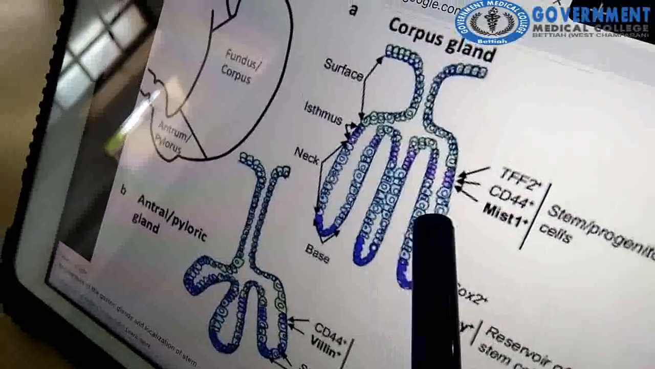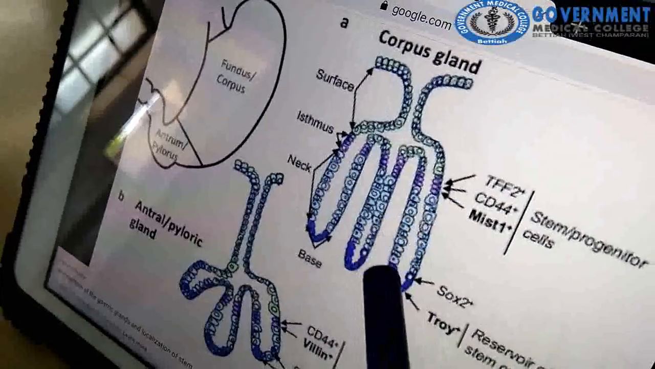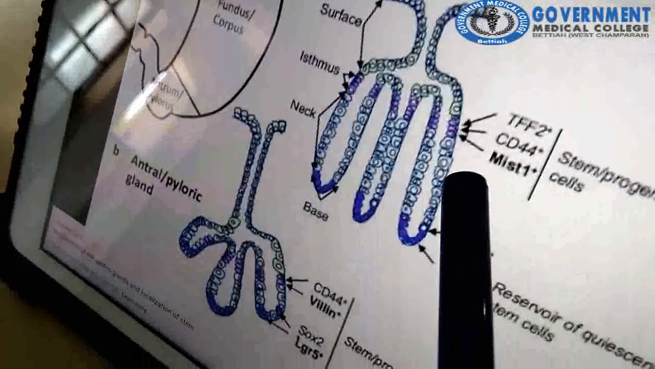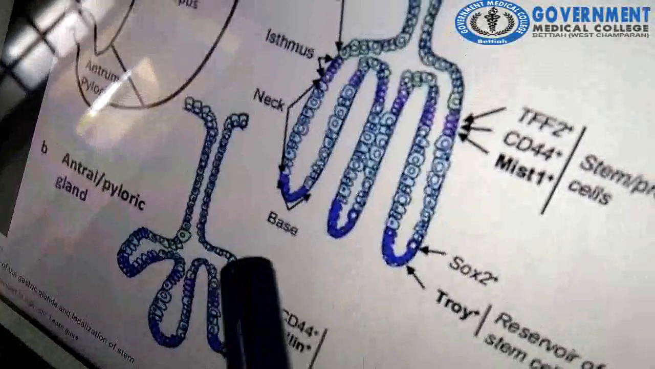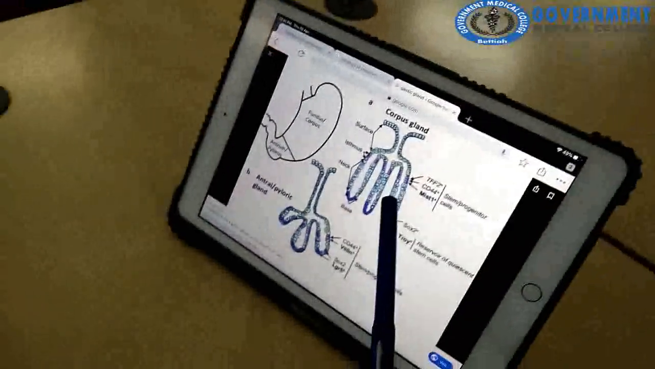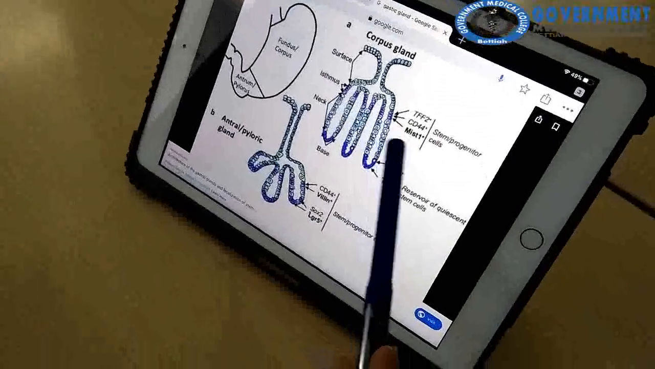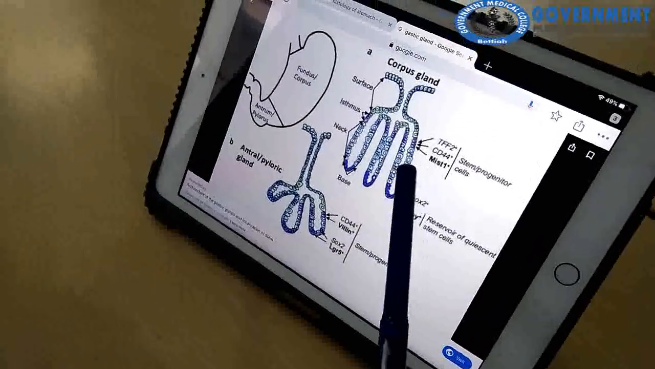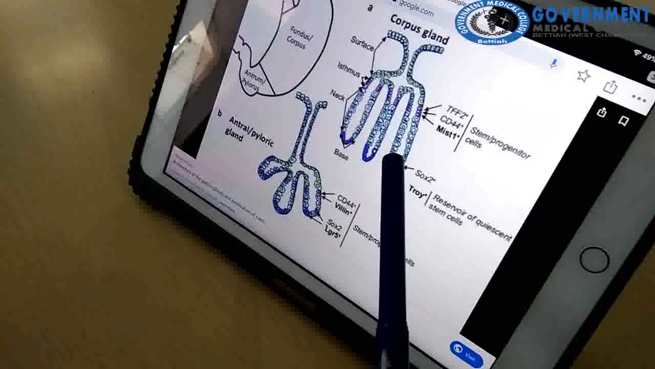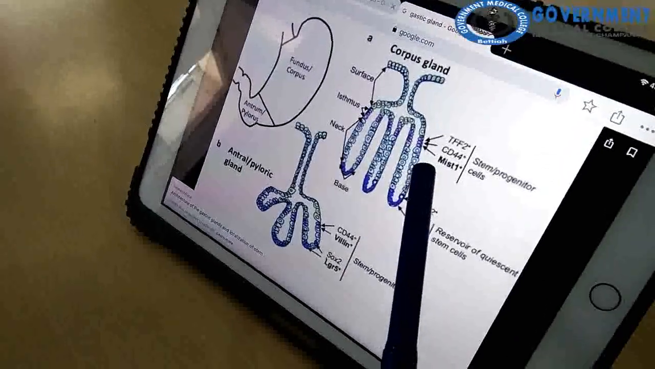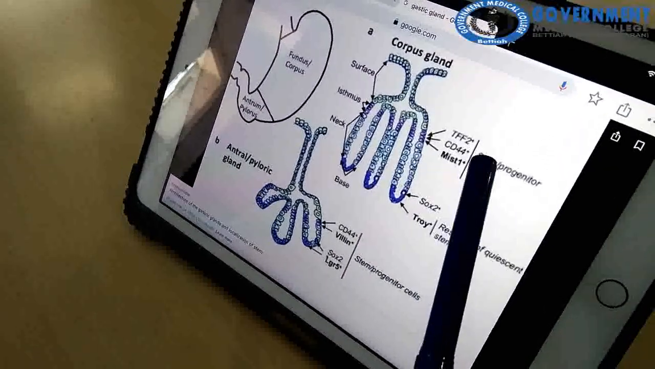Here peptic cells are shown. About the lower half has peptic cells, or zymogen cells, which secrete pepsinogen, which is converted into pepsin by the action of hydrochloric acid.